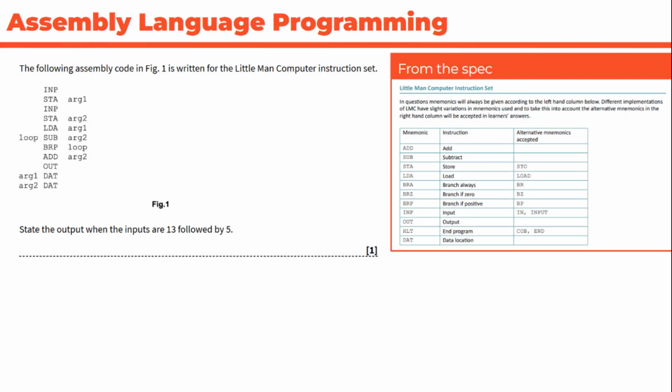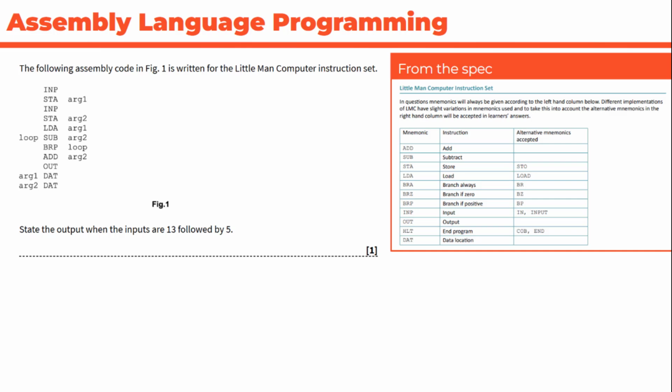So what does this look like in an exam? We've got an exam question here. The following assembly code is written for the Little Man computer instruction set. We've got input, store, load, loop, sub, arg. So we've got to look at this. This is the exam context we've got. It says state the output when the inputs are 13 followed by 5.